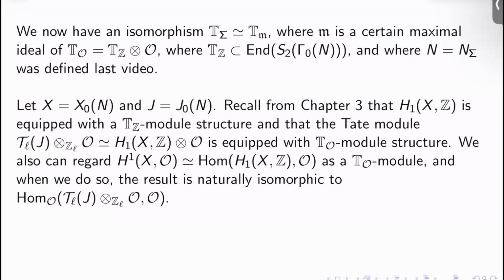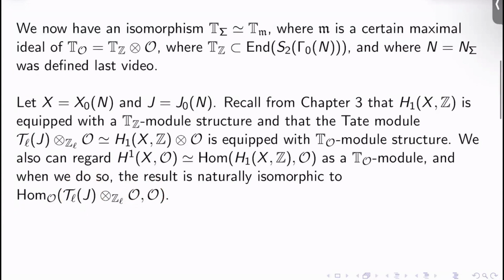We can also regard cohomology H1(X,O), which is isomorphic to homomorphisms from homology to O, just by standard definitions, also as a T_O module. And when we do so, the result is naturally isomorphic as T_O modules to O-homomorphisms from the Jacobian tensored up to O over Z_L to O. Okay, so this is all known information already.